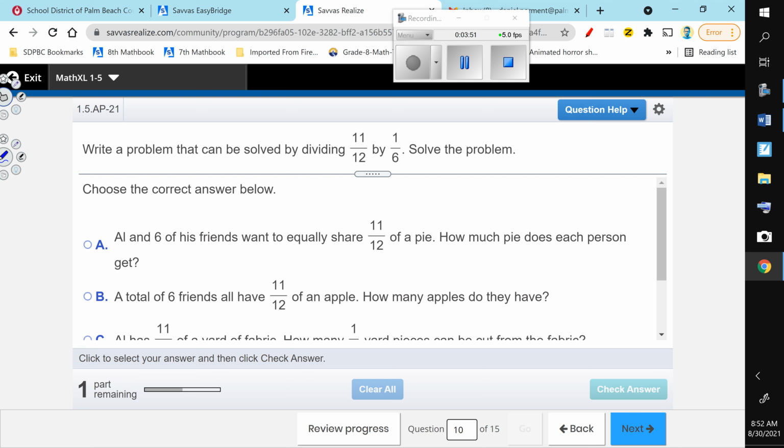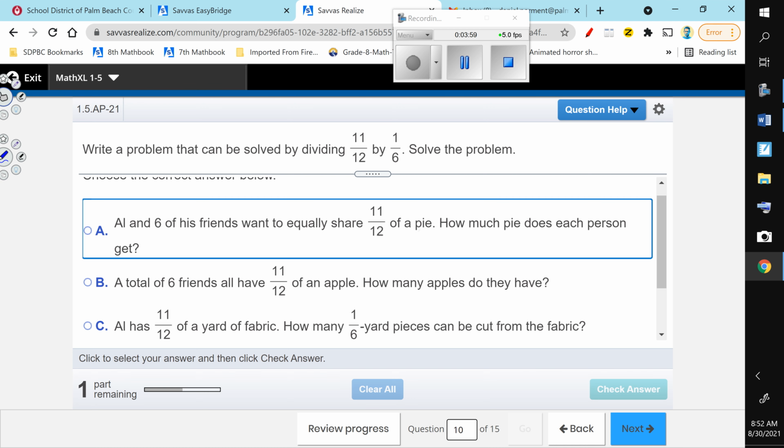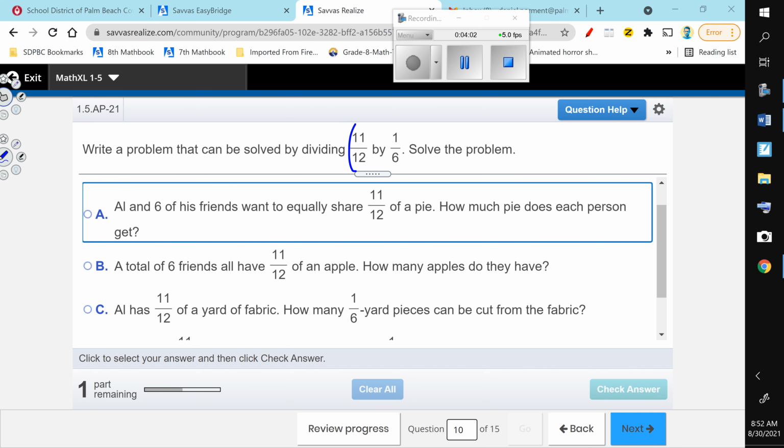This one's a little bit tricky. Write a problem that can be solved by dividing 11/12 by 1/6. Solve the problem. So which one of these can have this fraction divided by that fraction? What about Al and 6 of his friends? Now I actually thought this was the answer at first because they're sharing the pie equally, but this is the reason why it doesn't work. Al and 6 of his friends equals 7 people. So that's not going to work, and that would be divided by 7 anyway. So that would be the wrong problem.